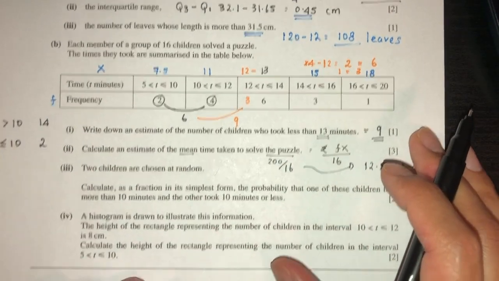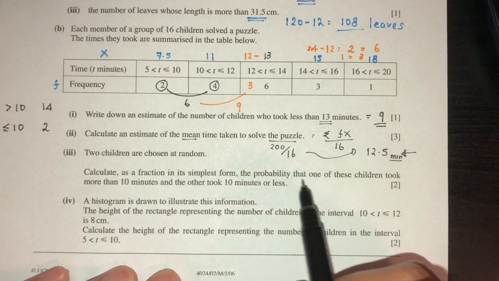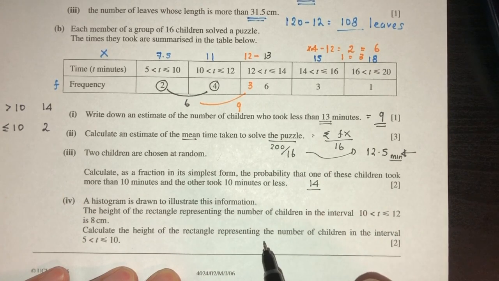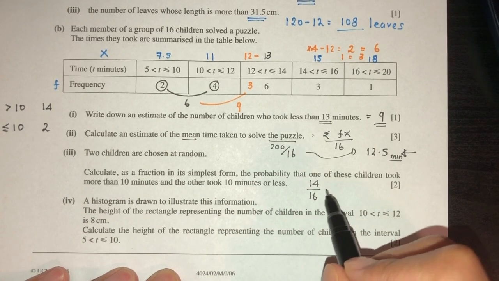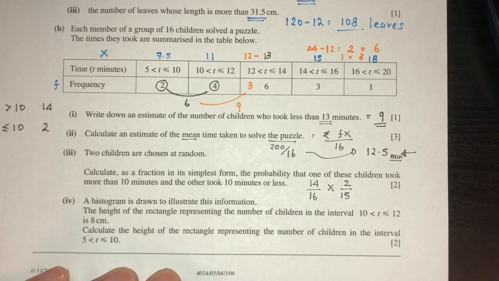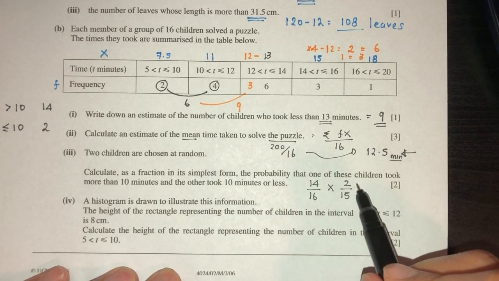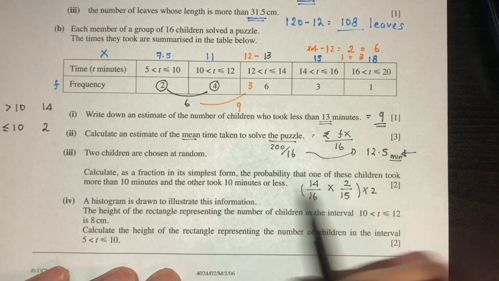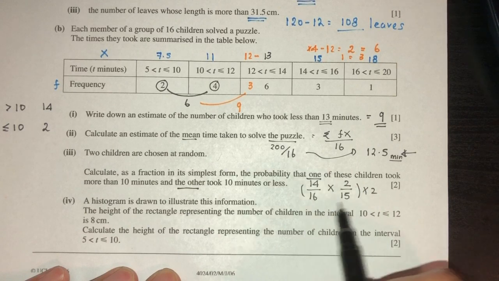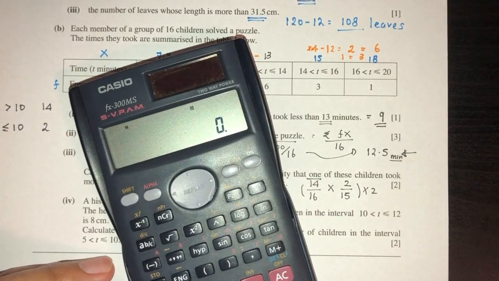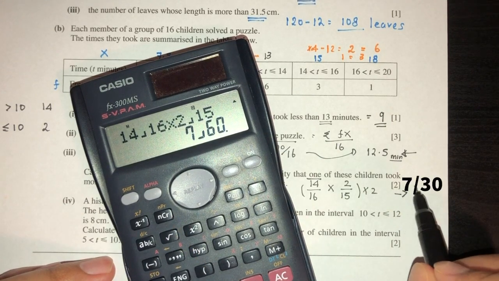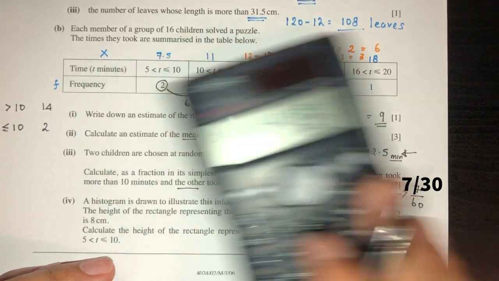Now if one will take more than 10, that will be 14 over number of people is 16, and the other will be 2 over 15, because you will take 1 away already without replacement. Now you have to multiply by 2, because here you have one and the other. Whenever you see one and the other, multiply by 2 always. There's a reason for that. I will explain it to you. The reason is the two children are not the same kind of children, if that makes sense.